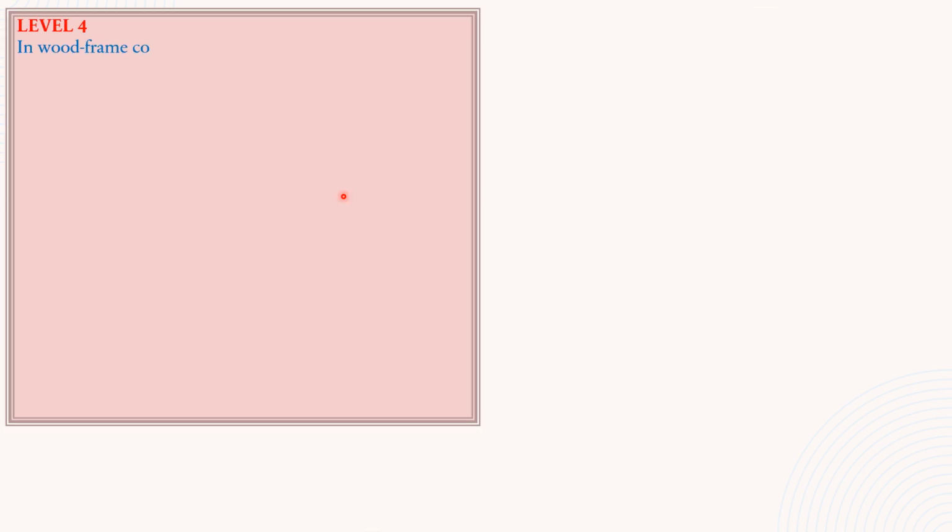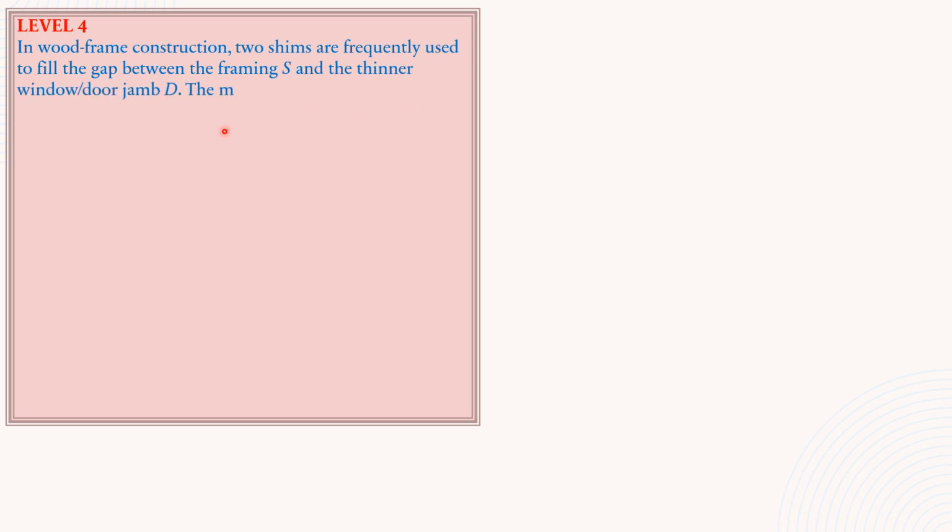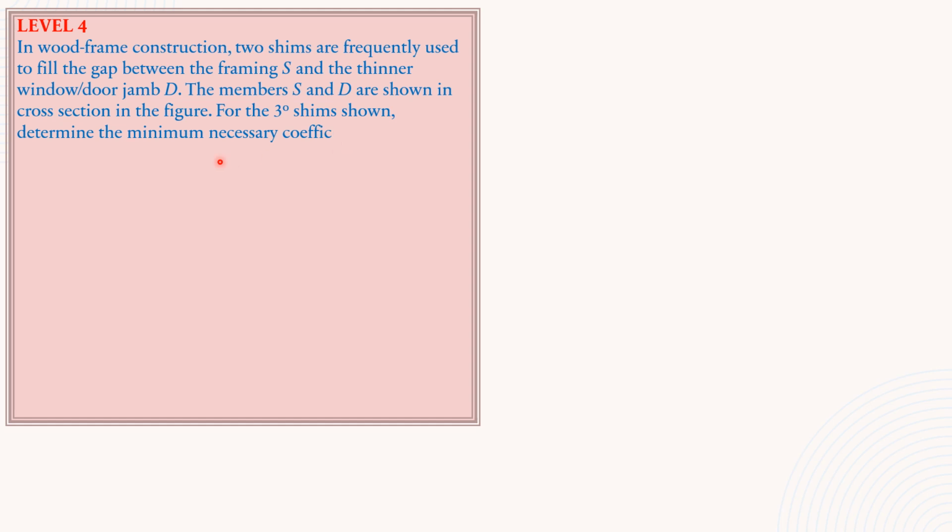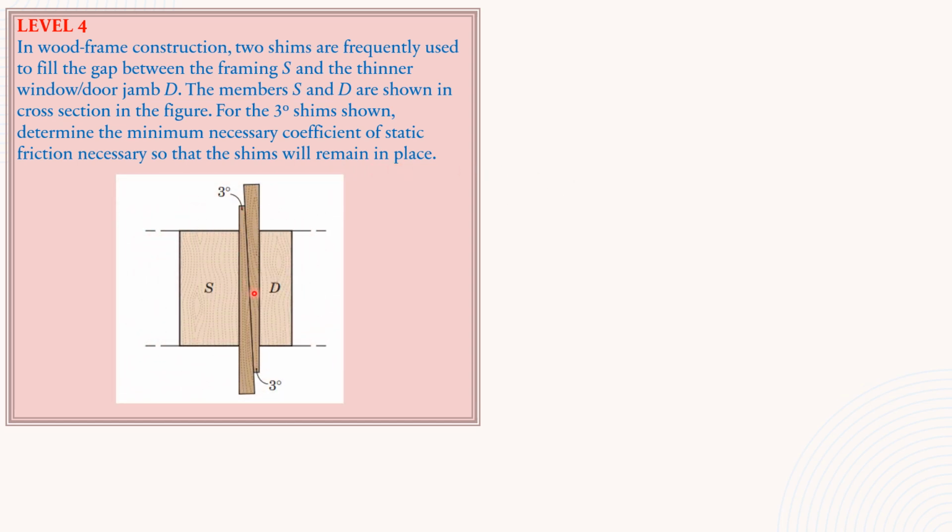Level 4. In wood frame construction, two shims are frequently used to fill the gap between the framing S and the thinner window or door jamb D. The members S and D are shown in cross-section in the figure for the 3-degree shims shown. For the 3 degrees shim shown, determine the minimum necessary coefficient of static friction so that the shims will remain in place. So here is the given figure. Let's have the solution and the free body diagram of the left shim.